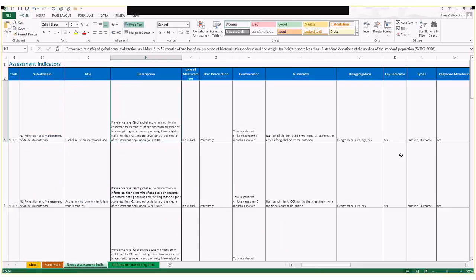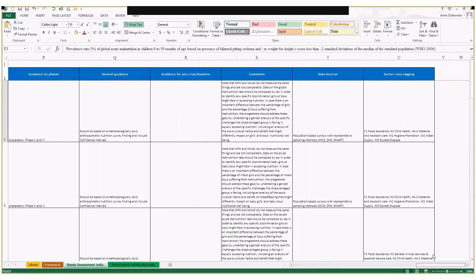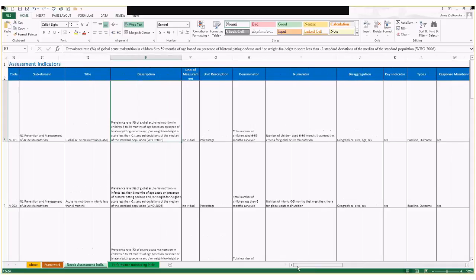They are presented in a table with a lot of information. However, to navigate, you can do it through the title or through the description. For example, global acute malnutrition, of course, one of our main indicators, and then you have a description of what this indicator actually is. Unit of measurement, whether you measure it at individual level or at community level, and so on. Unit description, which is percentage or what is the unit, denominator and numerator, if applicable, of how you measure it. Then what is the possible disaggregation for this indicator.